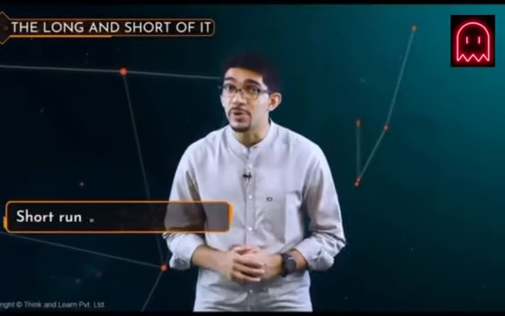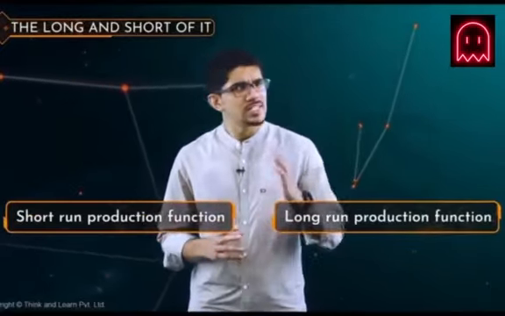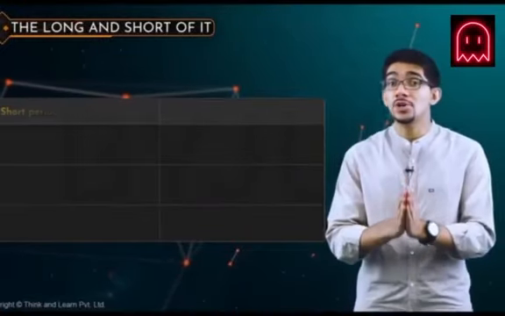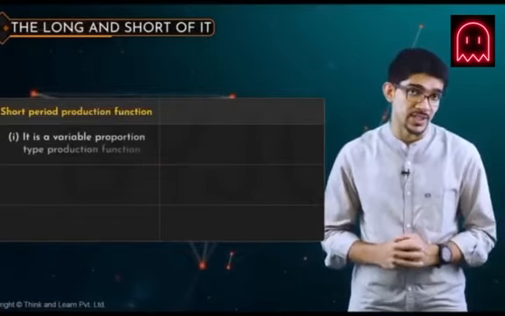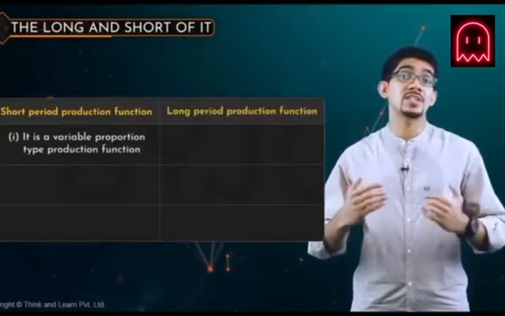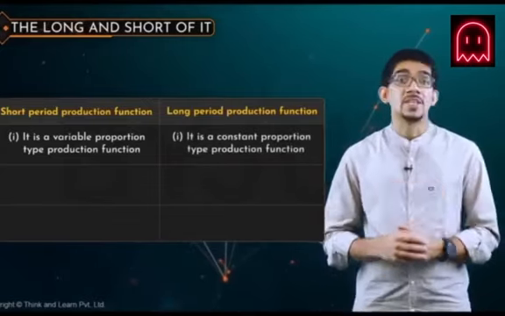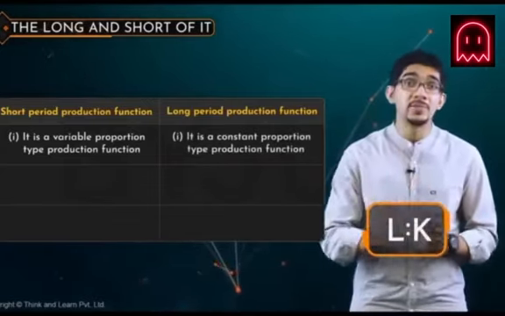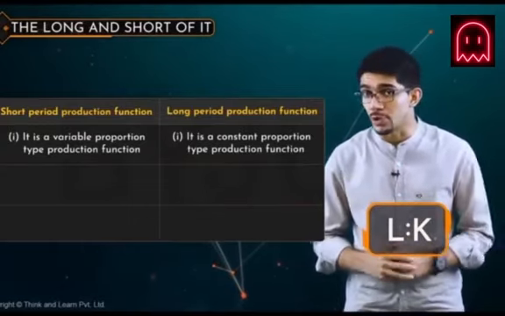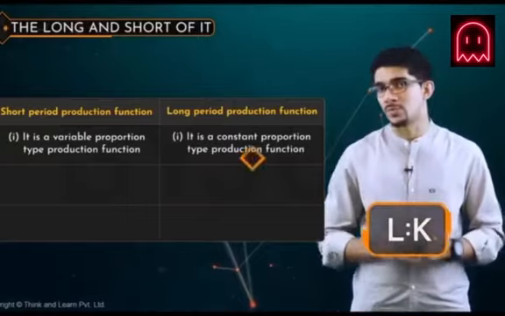Let us now look at three main differences between the short-run production function and the long-run production function. The first difference is that the short-run production function is a variable proportions type production function, while the long-run production function is a constant proportions type production function. In the short-run production function, the factor ratio L is to K must change at different levels of output. This is because one factor is constant all through the production process.